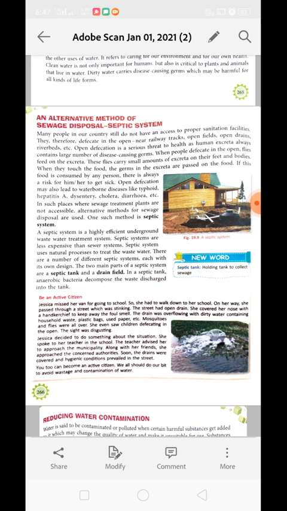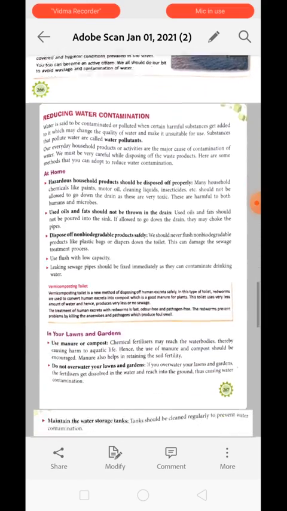She spoke to her teacher in the school. The teacher advised her to approach the municipality. Along with her friends, she approached the concerned authorities. Soon, the drains were covered. Hygienic conditions prevailed in the street. You can be an active citizen too. We all should do our bit to avoid wastage and contamination of water. Yes, she was an active citizen and you must become one too, right?